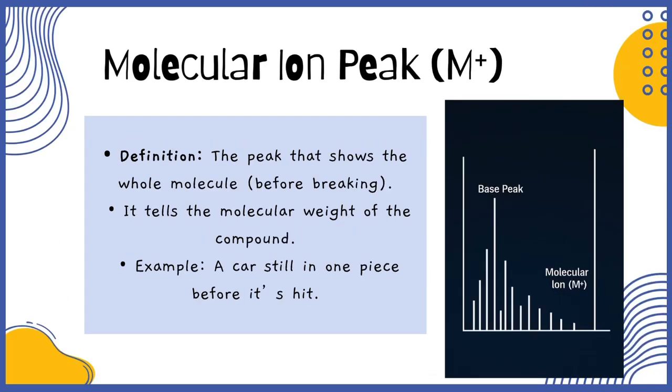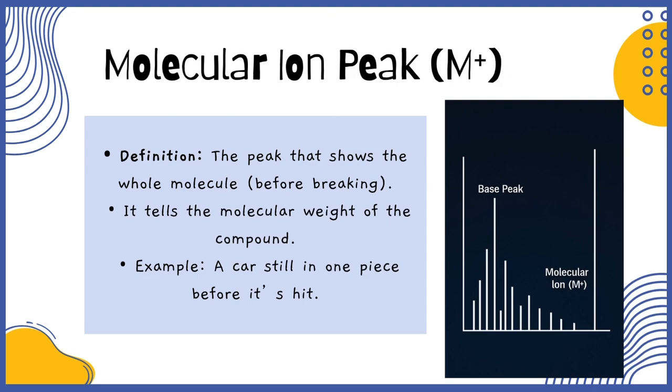Molecular ion peak, the M plus peak, is the peak that shows the whole molecule before breaking. In this graph, we see the peak that shows the whole molecule. It tells the molecular weight of the compound.